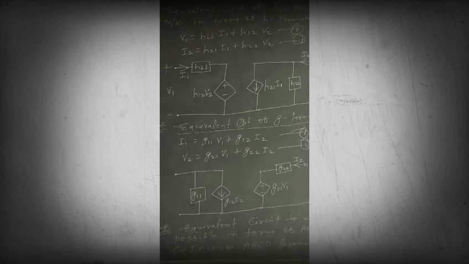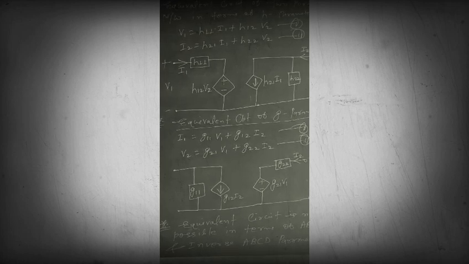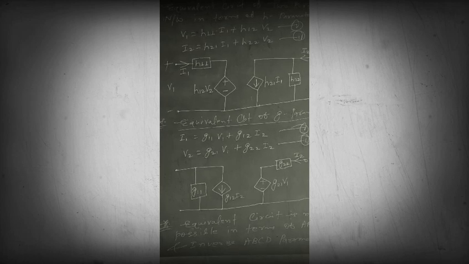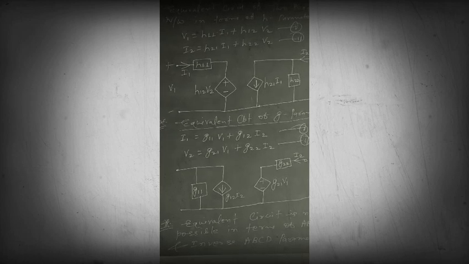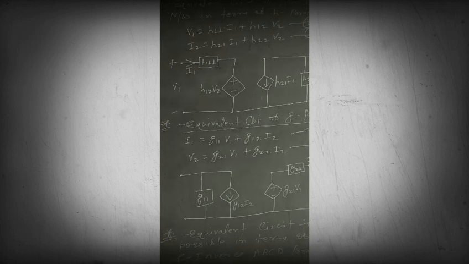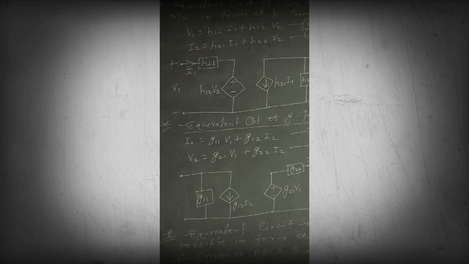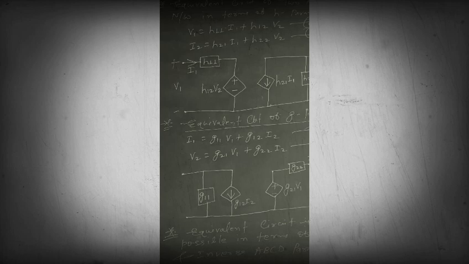Next, we have the equivalent circuit of a two-port network in terms of H parameters. That means in terms of hybrid parameters, we have to write the equivalent circuit of a two-port network. So again we write two equations of hybrid parameters. First equation is V1 equal to H11 into I1 plus H12 into V2. Similarly, I2 is equal to H21 into I1 plus H22 into V2.